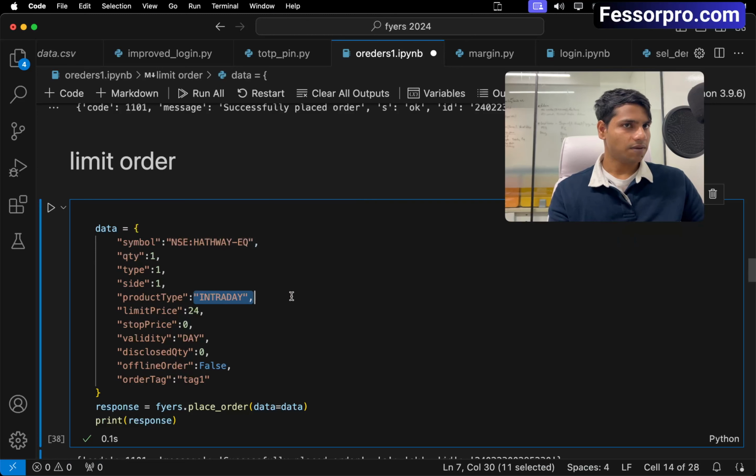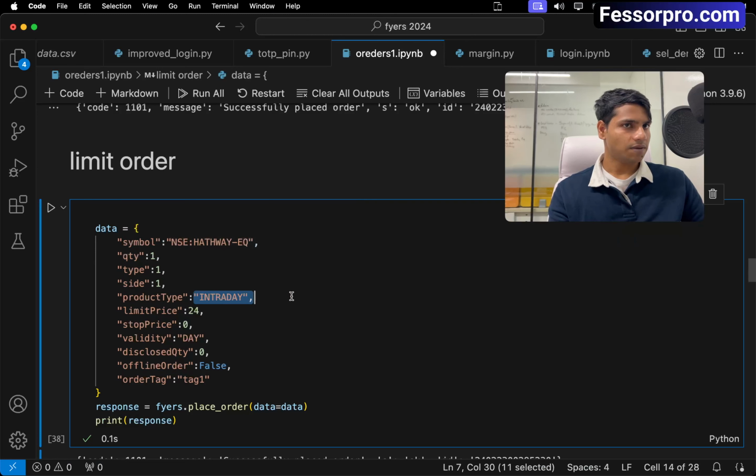Now here I have to specify limit price. Now what's the price of Hathway? You see price of Hathway is 23. So if I specify an amount greater than 23, and if the side is buy, then the order will be filled instantly. See, right now it is 24 and the price is 23. See, the moment I run the code, the order will be placed instantly, it will be filled instantly. I executed the code, and you can see the order was filled instantly, right?